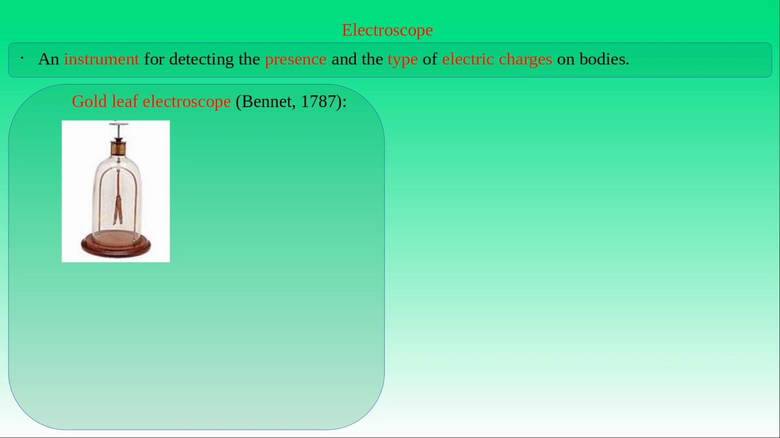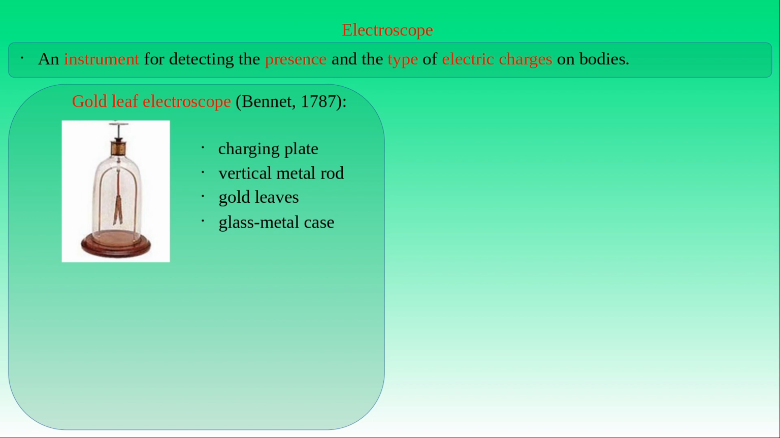In the photo, we can see a gold leaf electroscope with a glass metal case. It consists of a disc called the charging plate, which is attached to the top of a vertical metal rod. The rod is normally made of brass, and golden leaves are attached to its lower end. The lower part of the metal rod is encased in the glass metal box, insulated from the rod.